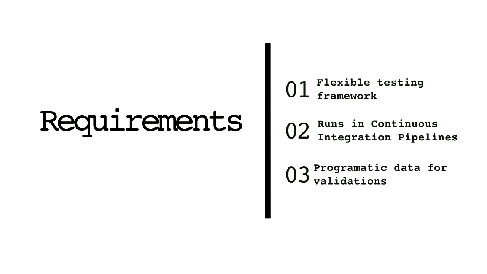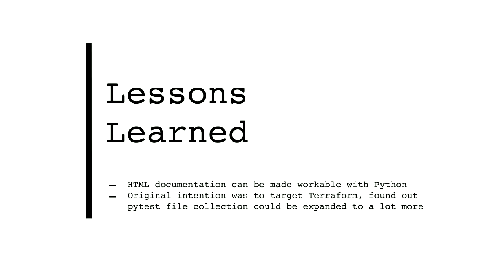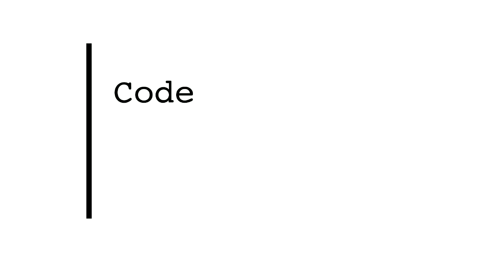So the requirements, have we hit all of them? We've got a flexible testing framework. We've got something that can run in a CI pipeline, and we've got some programmatic data for validations. We've built that programmatic data, but that's okay. It fits. So what have we learned from all of this? HCL documentation can be workable with Python. The original intention of this was just to help out my team with the Terraform that they were writing. We quickly found that this stuff could be used and extended for quite a few other kinds of files. It's very, very powerful and something that I'd really like to see people start using more in the future. So let's take a look at how this stuff is put together.